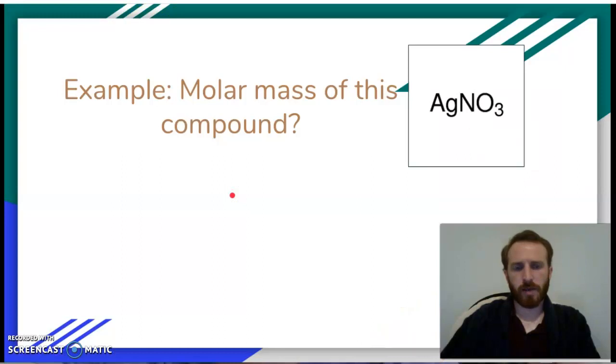Now, what about this compound? So we're looking at AgNO3, or silver nitrate. Okay, how do we find the molar mass of this compound? How do we calculate that?